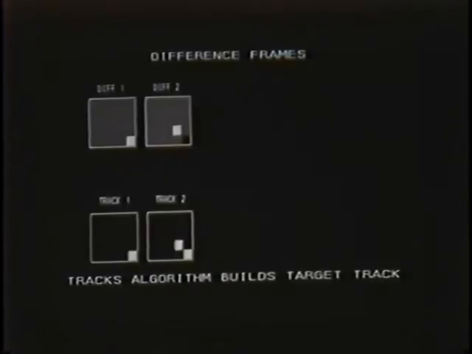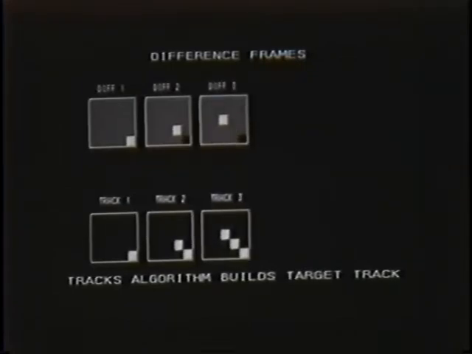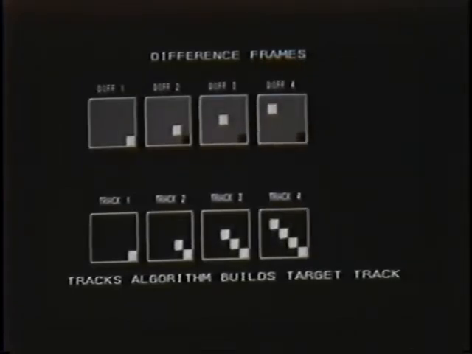Shown here is a demonstration of how the TRACS algorithm works. On top is a two-frame sequence of enhanced frames showing a target moving from one position to the next. On the bottom, the TRACS algorithm creates a black and white image which plots this path. As the target progresses in subsequent frames, the TRACS algorithm continues to build the track.